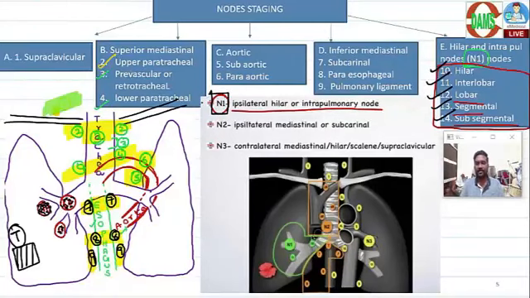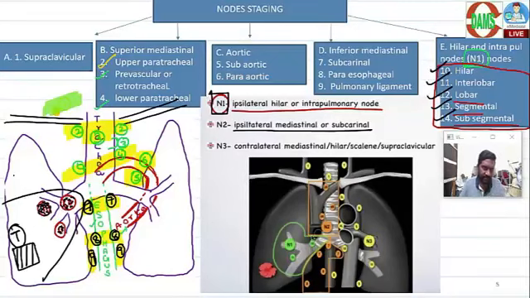Just like T1, T2, T3, T4: T4 means more dangerous, T1 means less dangerous. In the same way, N1 is less dangerous, less involvement. Now coming to N2. N2 means ipsilateral, mediastinal or subcarinal. If the tumor is there and lymph nodes are involved only up to this level, it is N1.